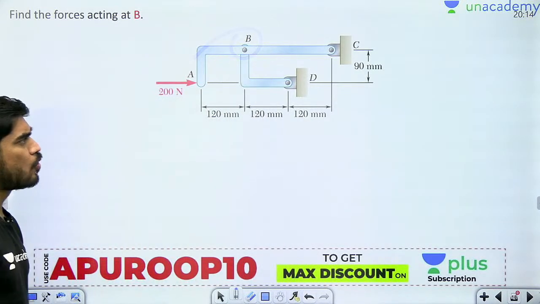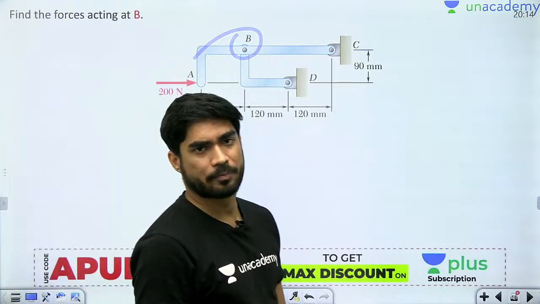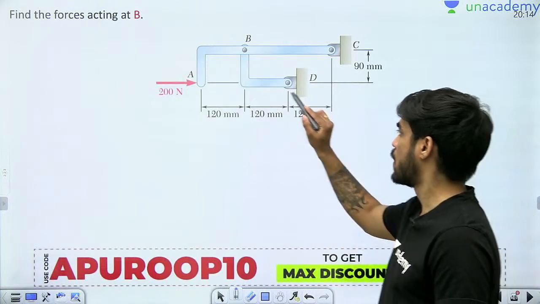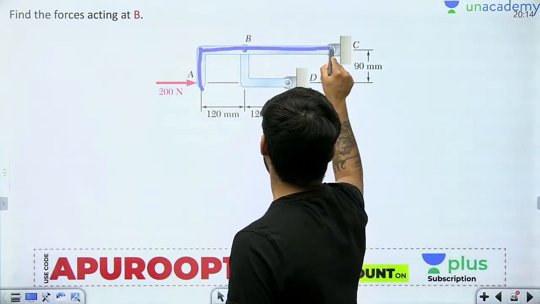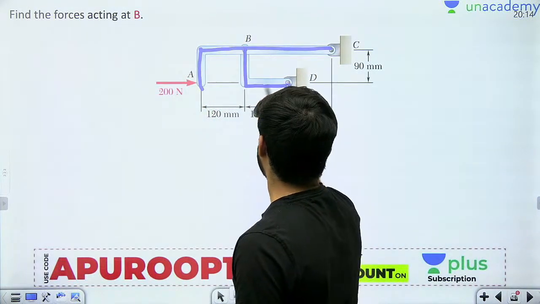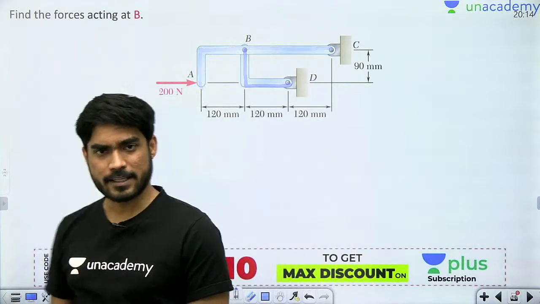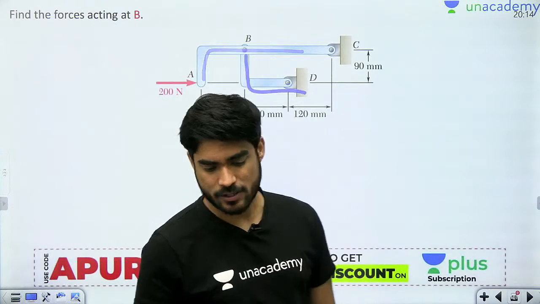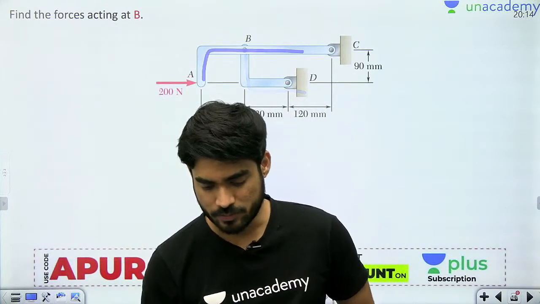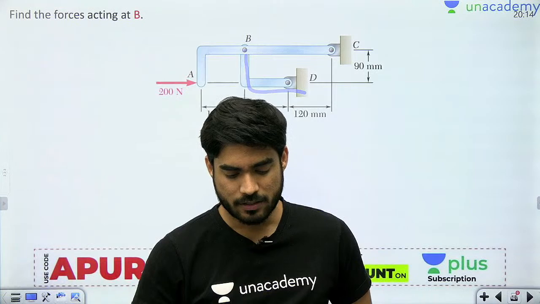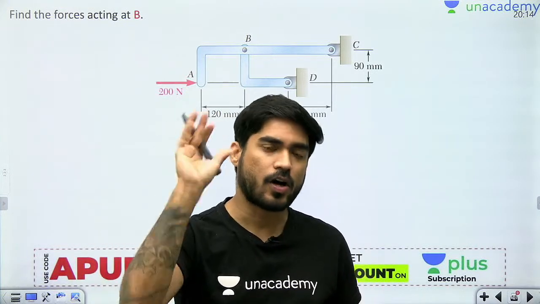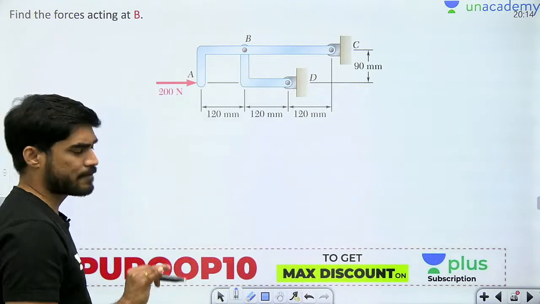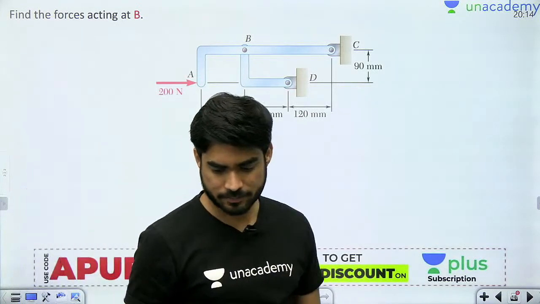So what you are going to do? क्या करने वाले हो? What you are going to do? You are going to draw the FBD of ABC and FBD of BD separately. Yes, ABC और BD का FBD separately solve करने वाले हो. चलो ड्रॉ करो और डायरेक्शंस अज्यूम करो. ओके, टेक द डायरेक्शंस, अज्यूम द डायरेक्शंस. ओके, एंड सॉल्व द एफबीडी.